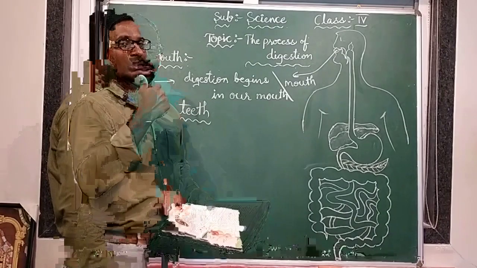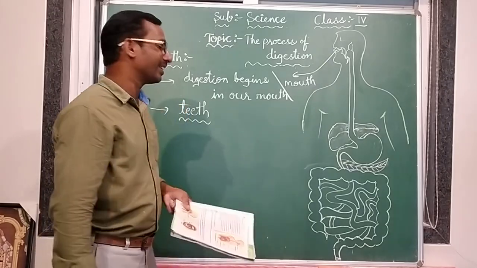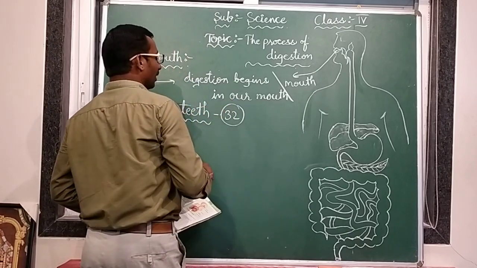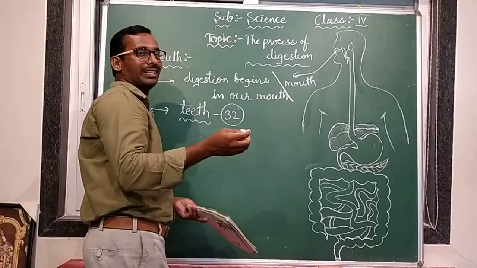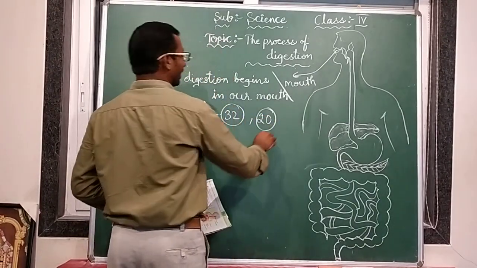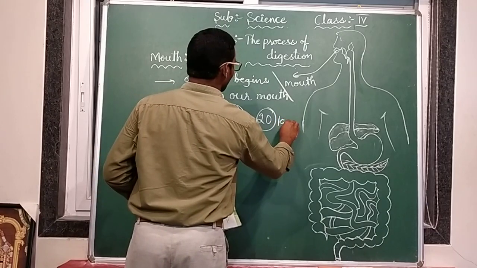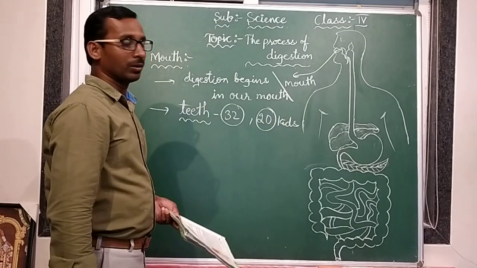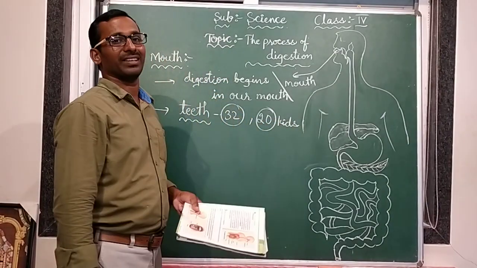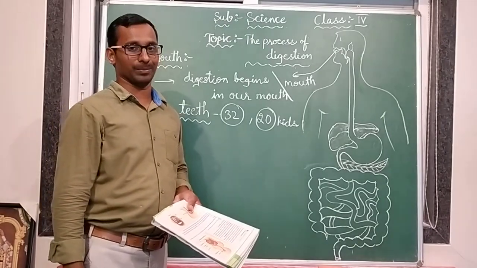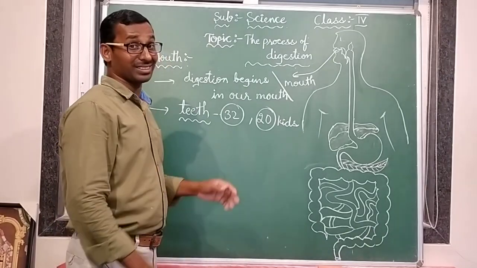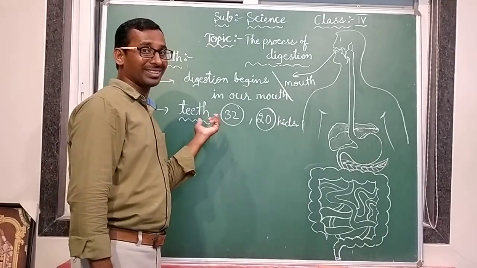So in our mouth, how many teeth are there? Elders have 32 teeth. 32 teeth are there in elders, in adults. Small kids of 8, 9, 10 years have 20 teeth in their mouth. So here with the help of these teeth, we are tearing, cutting, and chewing the food items. Is it clear?